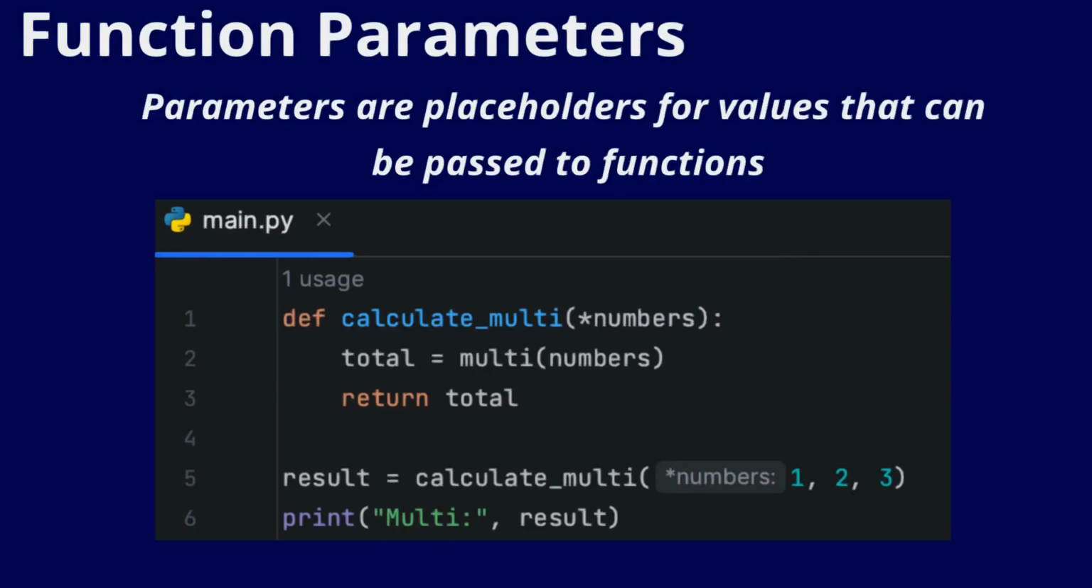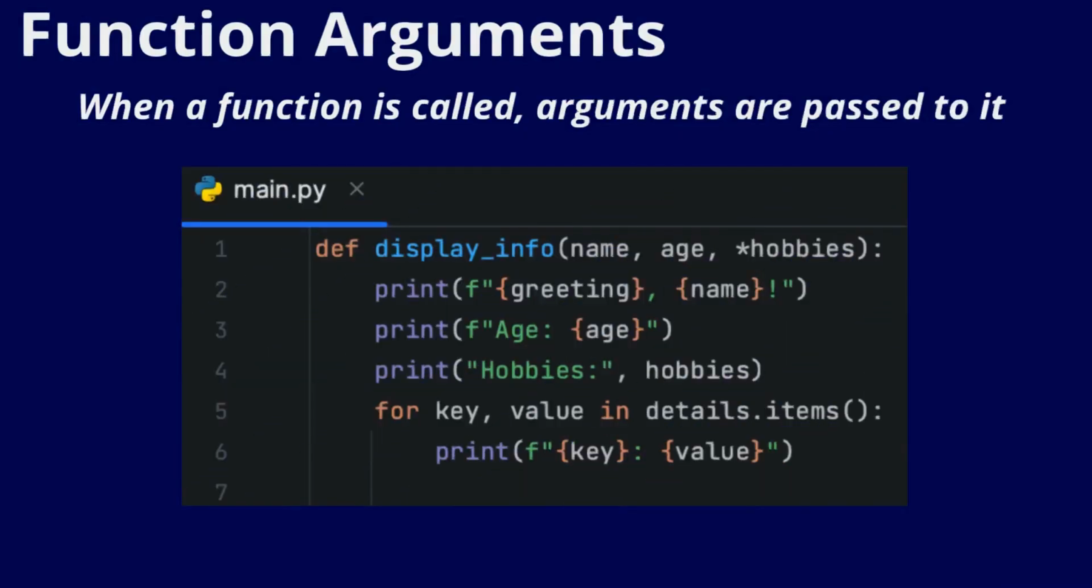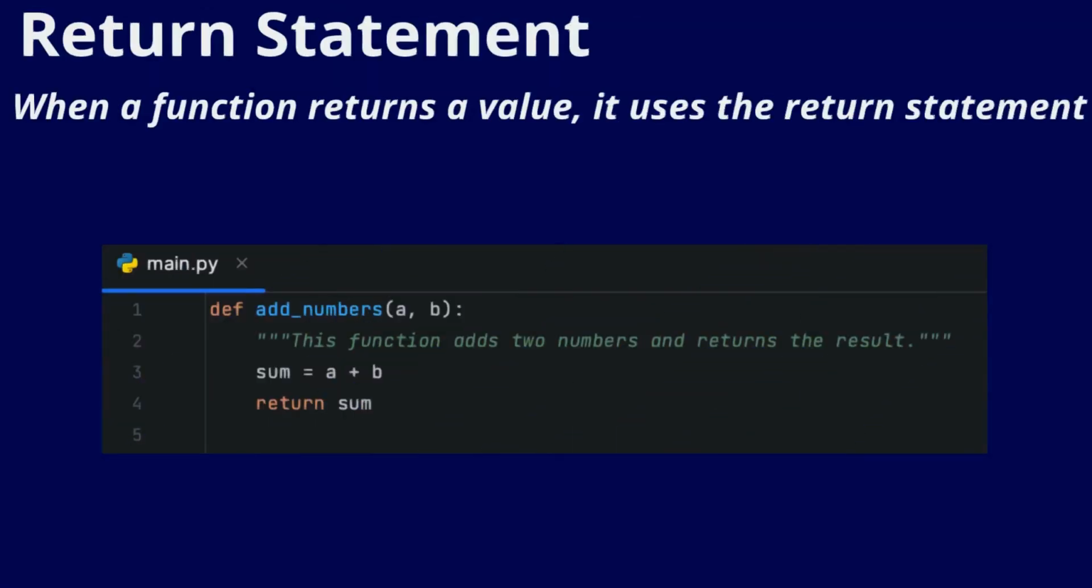Number 4. Function arguments. When a function is called, arguments are passed to it. The parameters in the function correspond to these values. When a function is invoked, arguments are provided inside parentheses. Number 5. Return statement. When a function returns a value, it uses the return statement. In the statement, you can pass back a result that has been calculated inside the function. By default, if there's no return statement, the function returns None.